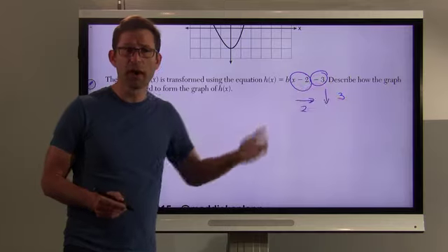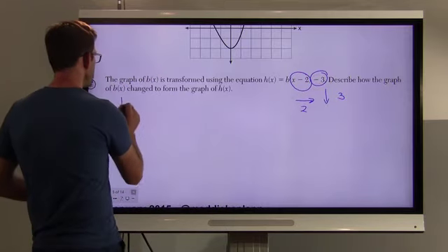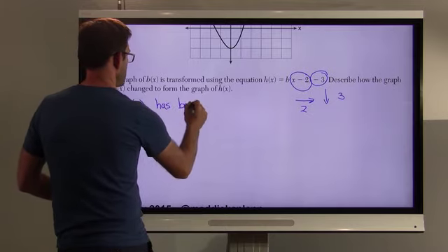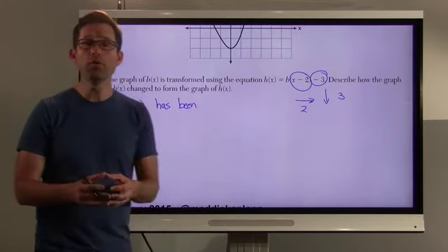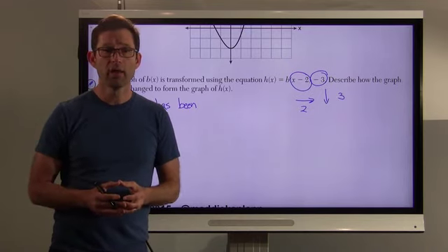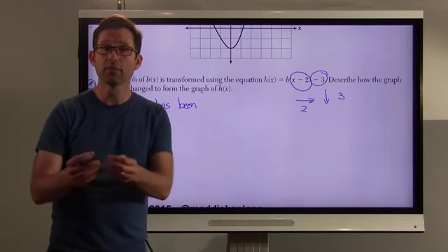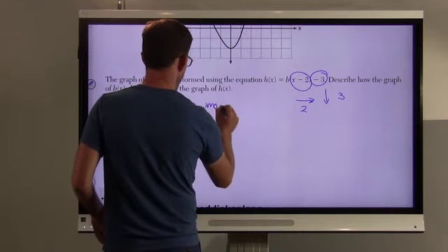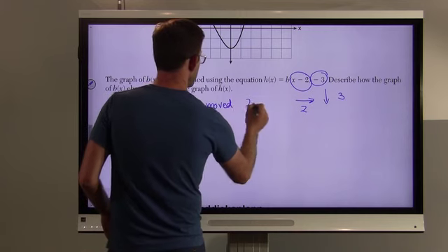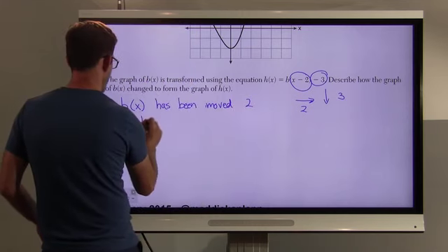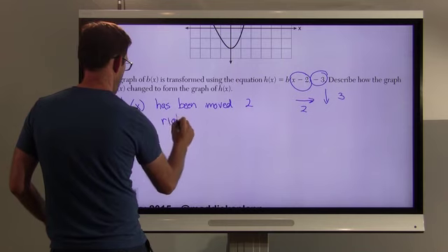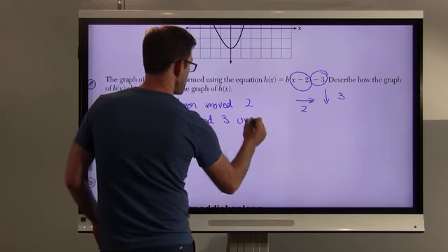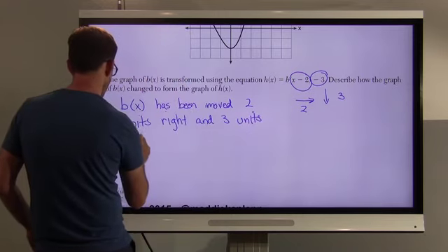Now, that's not enough. They actually say describe how the graph has been changed. So all we have to do is say b of x has been, and if you want to use the word move, that's okay. Shift, translate, move, whatever. Let me use move. b of x has been moved 2 units right and 3 units down.